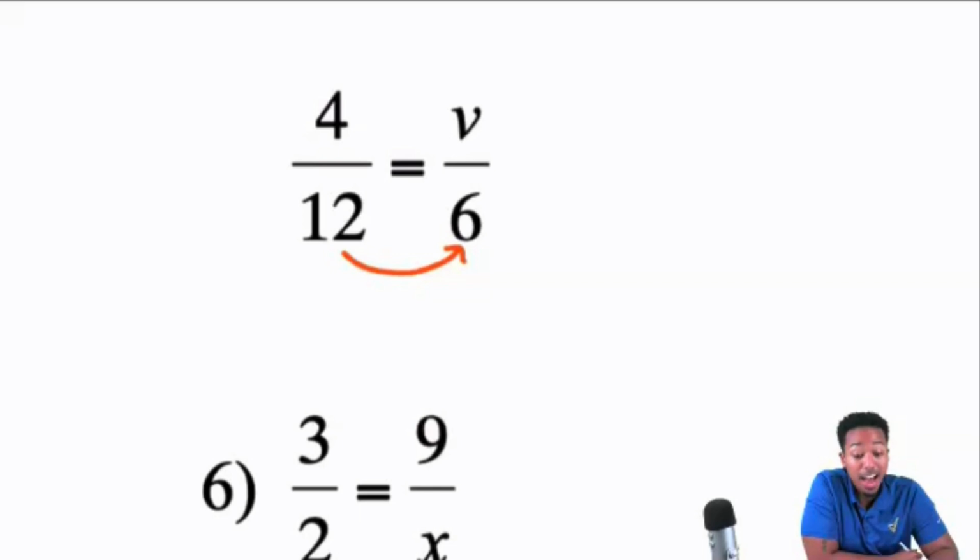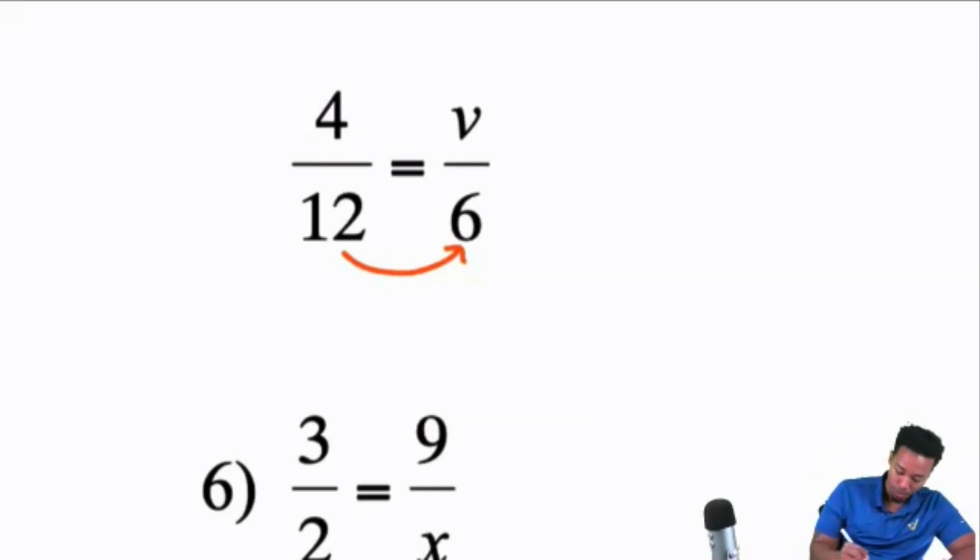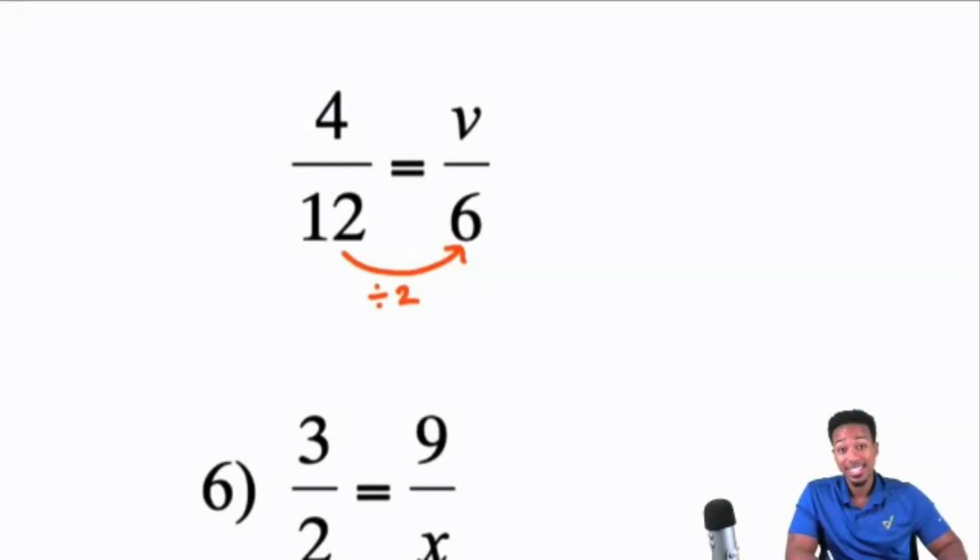There we go. Divide by 2. We can divide by 2. So this is something that you may not have known about proportions. Yes, you can divide. You just can't add and subtract. Proportions are comparative by multiplication and division.